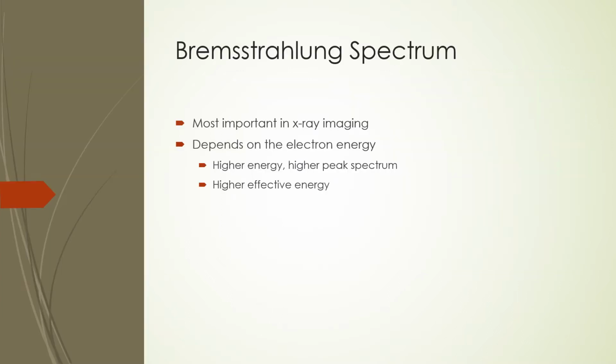For our purposes, the Bremsstrahlung spectrum is the most important for X-ray imaging. The spectrum depends on the electron energy in the X-ray tube. A higher electron energy means a higher maximal X-ray energy and also a higher effective energy for the filtered beam.